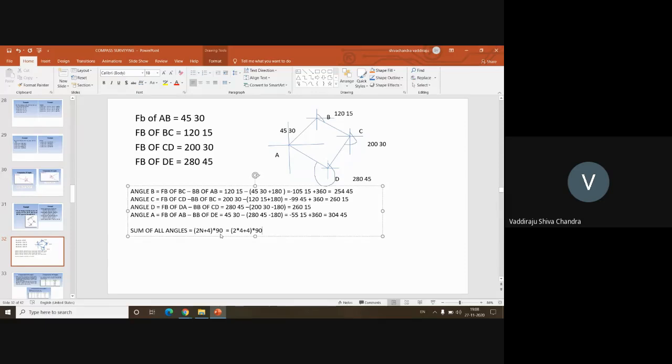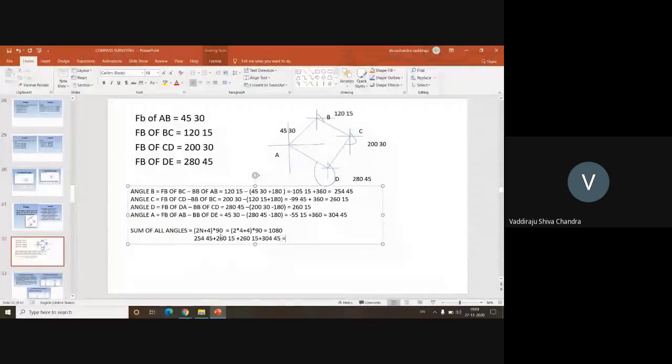So in this figure, you can see there are 4 sides, right? AB, BC, CD, and DA. So I'm replacing it with 2n plus 4, that is 2 multiplied by 4 plus 4, into 90. So this should be equal to 1080. 1080, sir. Yes. If you add all these values, you also need to get the same thing.